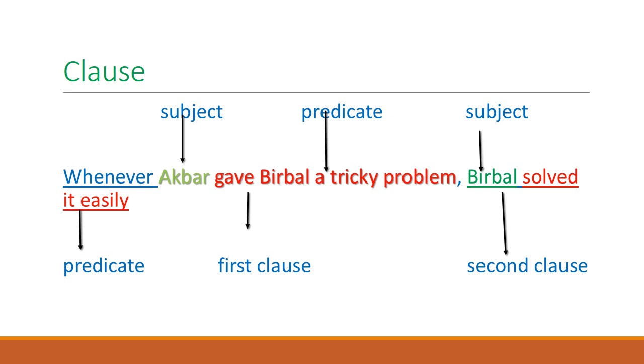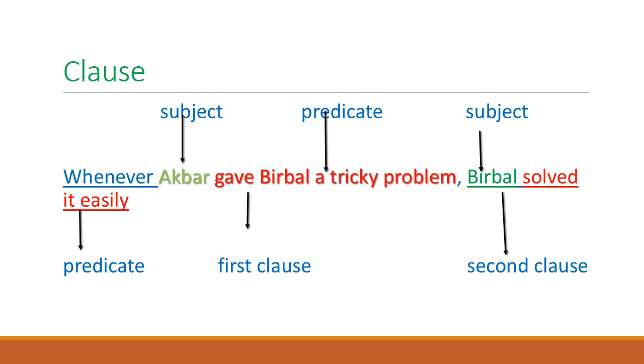See this sentence: Whenever Akbar gave Birbal a tricky problem, Birbal solved it easily. Akbar gave Birbal a tricky problem. This is the first clause in this sentence. The speciality of this sentence is that there are two clauses in it. I told you before that a sentence can have one clause or more than one clause. So in this sentence, two clauses are there.